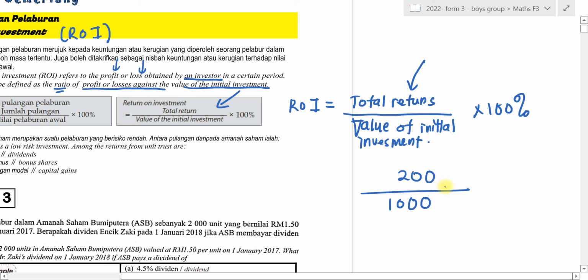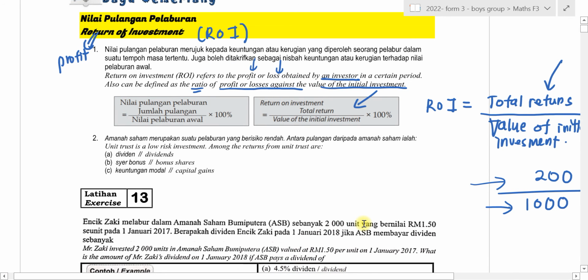So we want to compare. The amount I spend is 1,000 and I'm getting 200. How much profit do I gain? So you just take 200, divide by 1,000 and then times 100%. When you do that, you're getting 20%. 20% is a good return. That means you will get back your 1,000 ringgit and also 200 as your extra money. That is what we call profit. Now, the first investment we want to learn is unit trust.